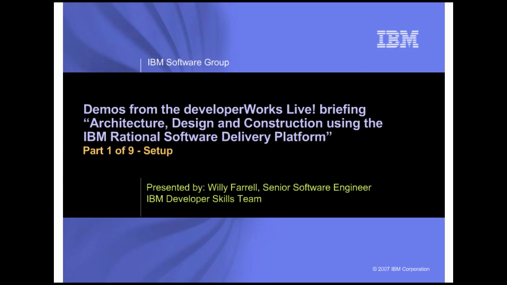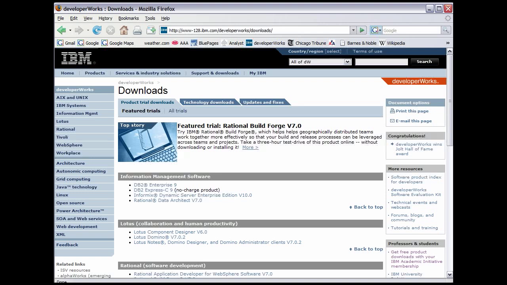In this demo, I'll show you where you can download a trial version of IBM Rational Software Architect and where you can download the files you'll need for the demos. I'll then show you how to install Rational Software Architect and set it up so that you're all ready to perform the demos. You can go to the DeveloperWorks download website at the URL shown here to get a trial version of IBM Rational Software Architect.